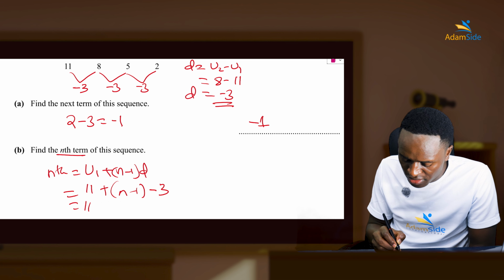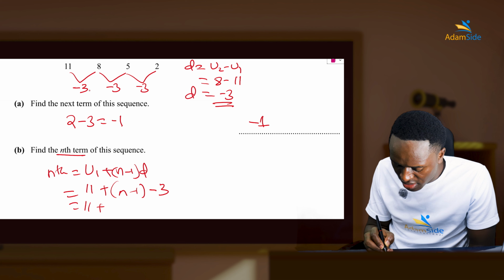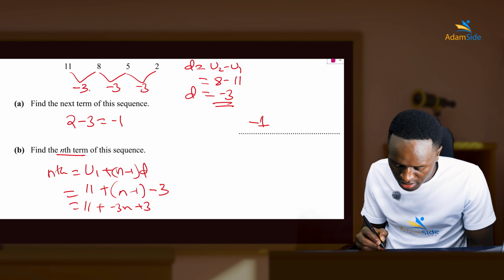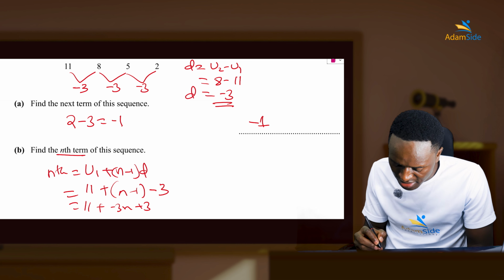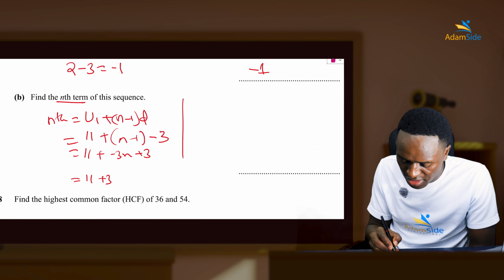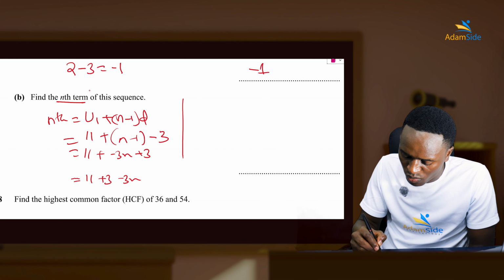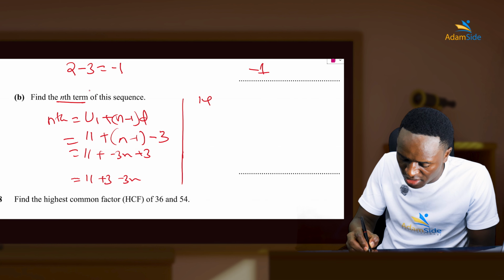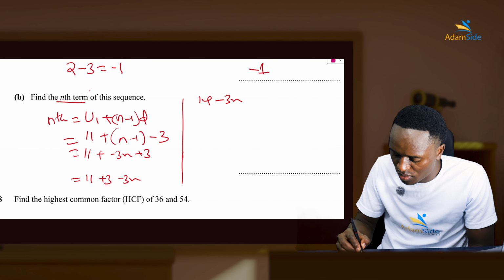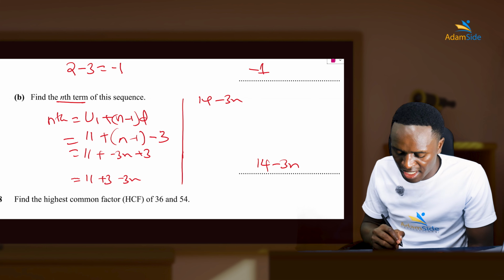Then you open the bracket: 11 plus negative 3 times n is negative 3n. Negative 3 times negative 1 is plus 3. Then 11 plus 3 minus 3n. What do you get? 11 plus 3, say 14, minus 3n. That becomes the rule. So the rule is 14 minus 3n.